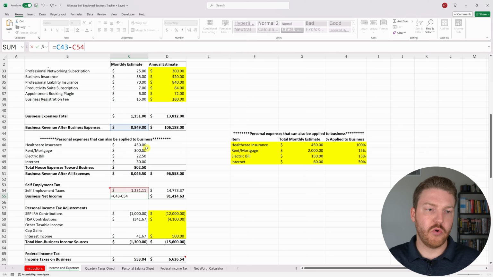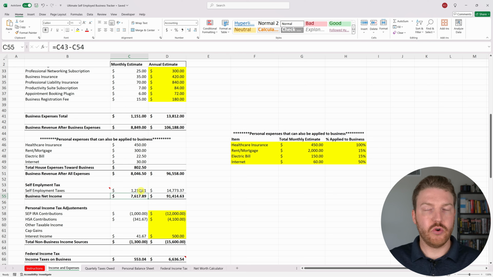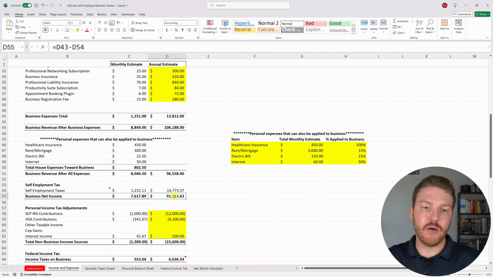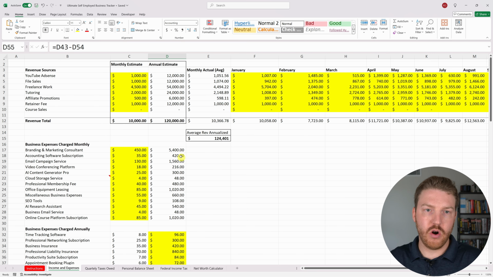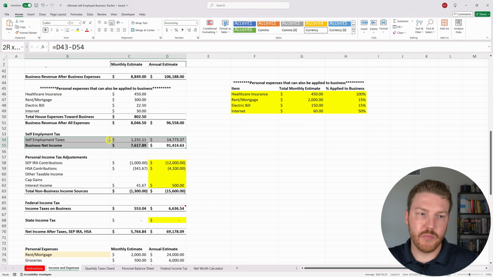So to me, this is a more accurate understanding of business net income and a more accurate understanding of what is going to be taxed for the federal income tax. So truly, after we take out that self-employment income and all these expenses, we're making about $91,000 a year out of our original $120,000 a year. Now we can keep going based on this number.